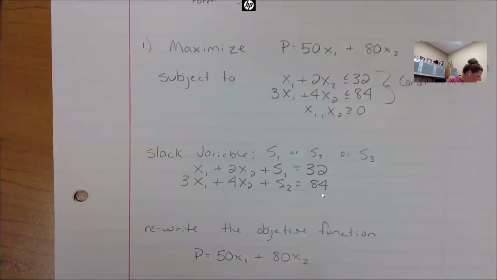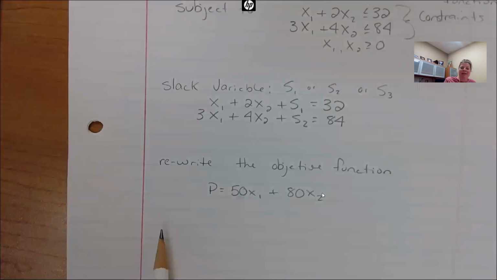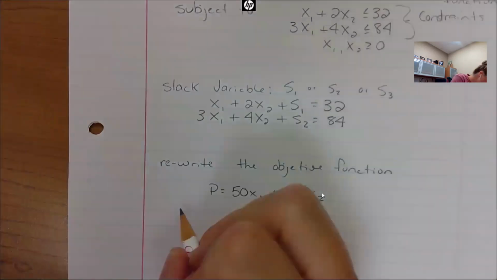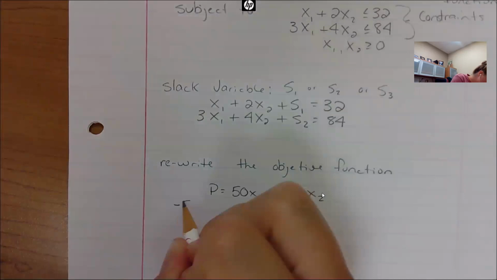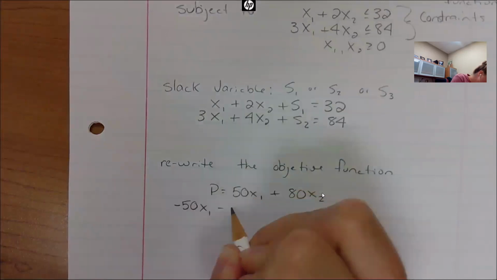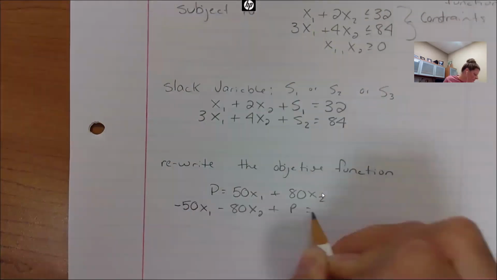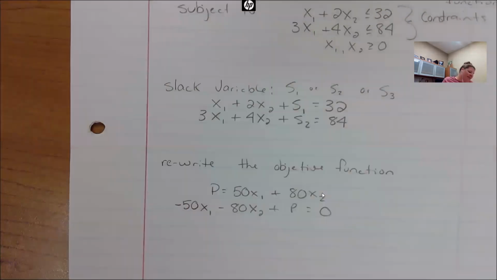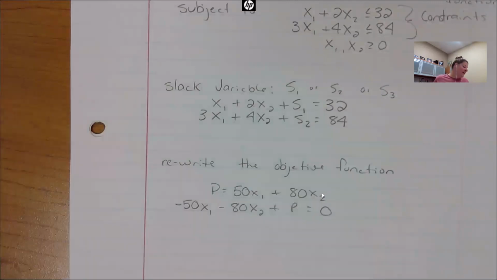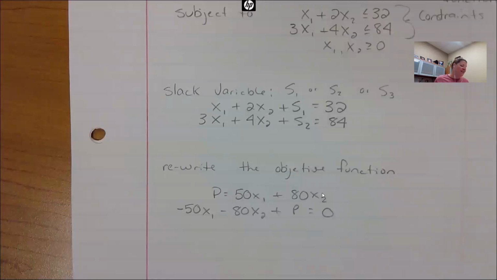So we're going to move them over, but I want the P to be last. Bear with me. I'm going to rewrite this as negative 50x1 minus 80x2 plus P equals 0. That is the slack equation of the maximizer, the objective function. What do you do for the objective function? You move everything over with your P, with your profit.